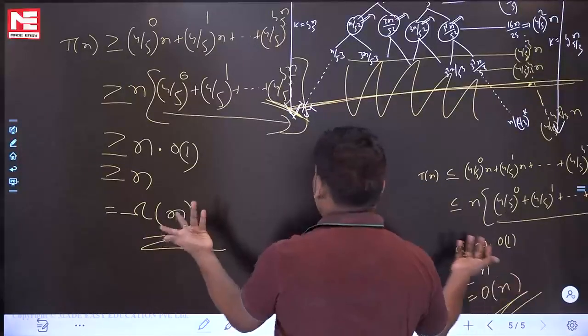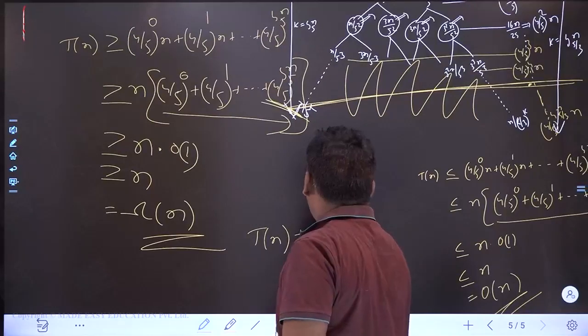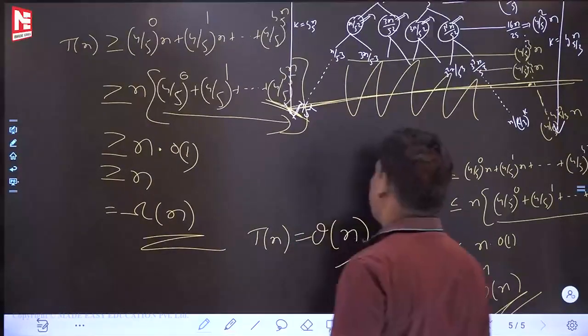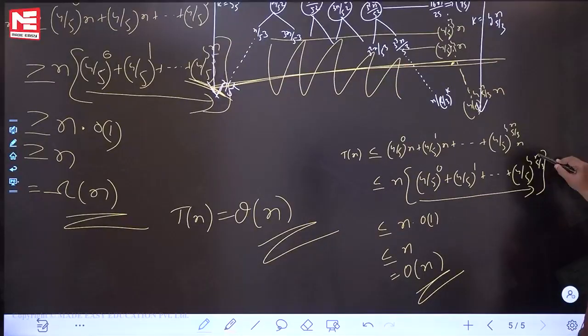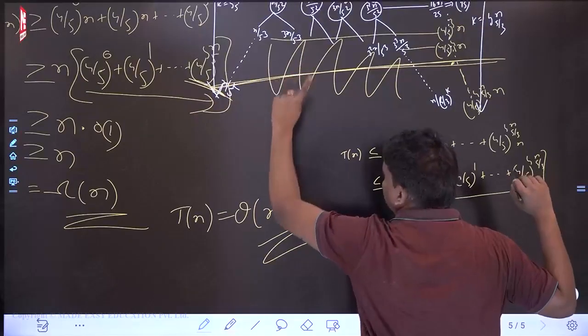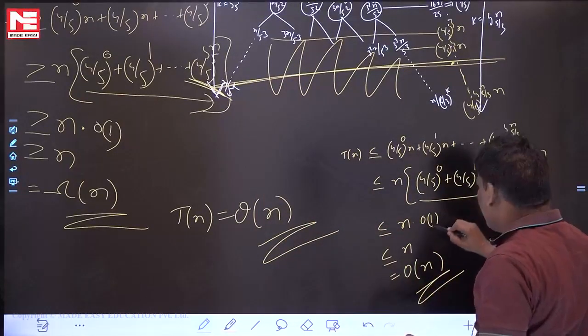So in this problem, lower bound is n, upper bound also n, so upper bound and lower bound are both the same. You can write theta also. Tn is equal to theta of n. Upper bound also n, lower bound also n. Some people are asking, sir, this series goes until log n base 5 by 3, and that series is until log n base 5. How can you say both are equal?